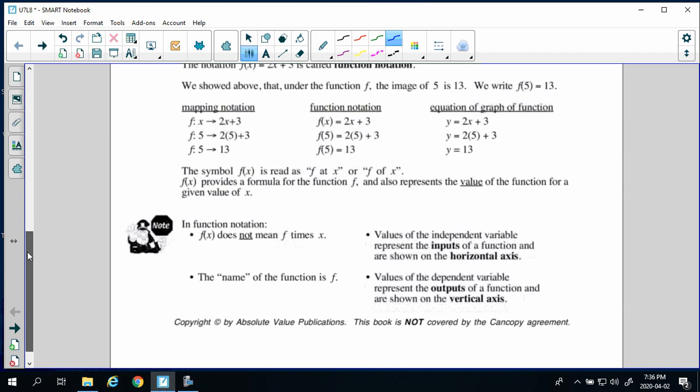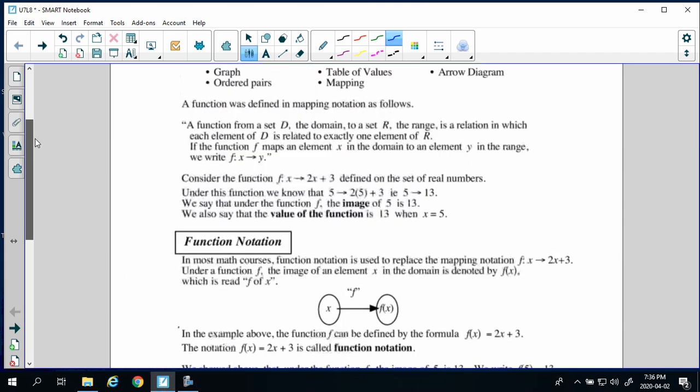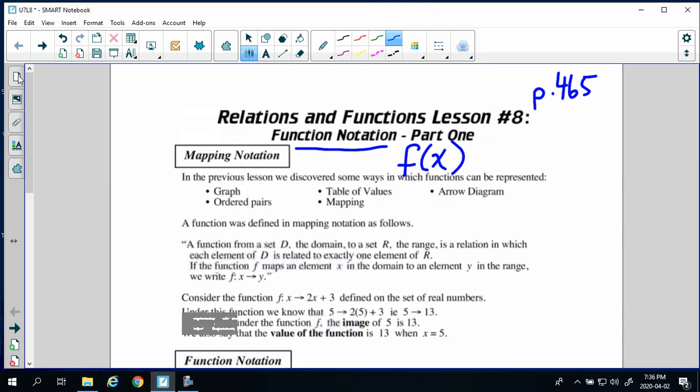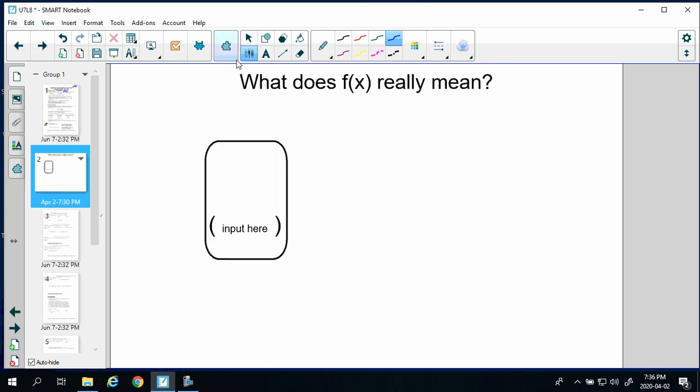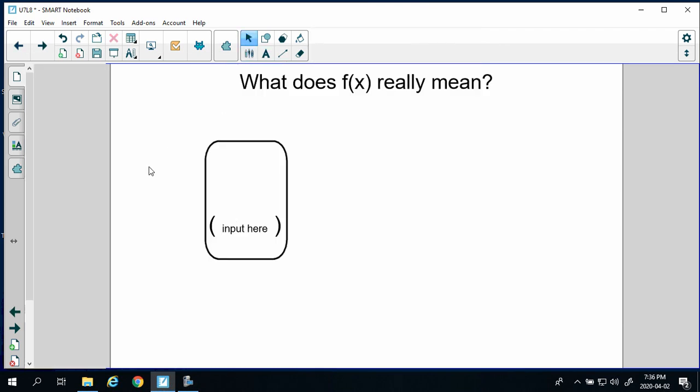Now, this page has a lot of words, and it's great to read if you learn really well by reading. But this is a video, and it doesn't lend itself very well to just reading this page to you. So I'm going to explain things a little bit differently. So what does f of x really mean?